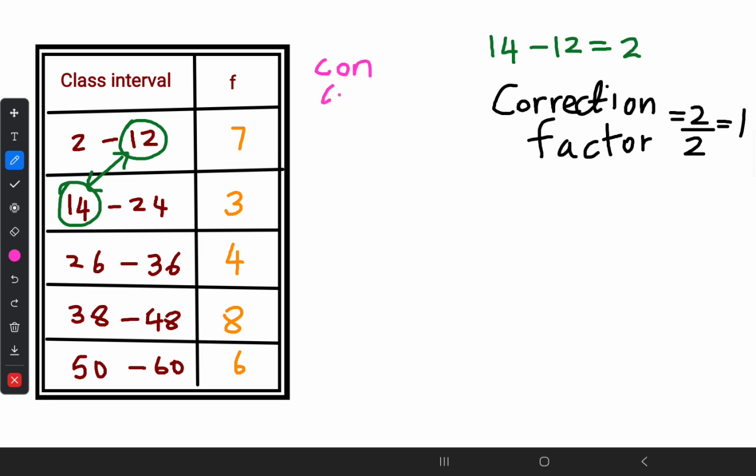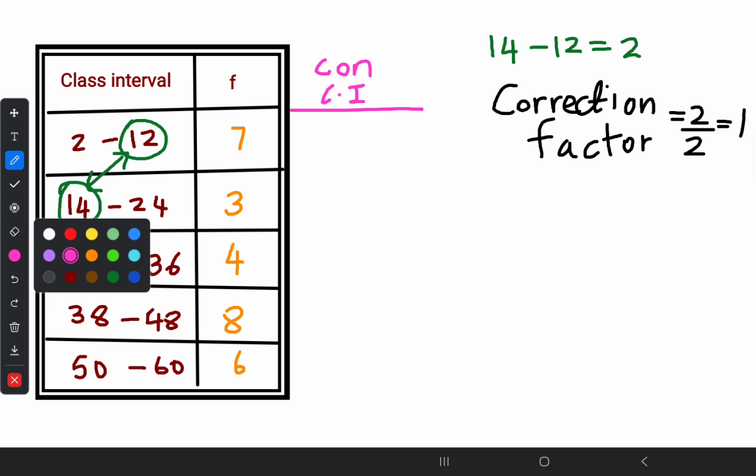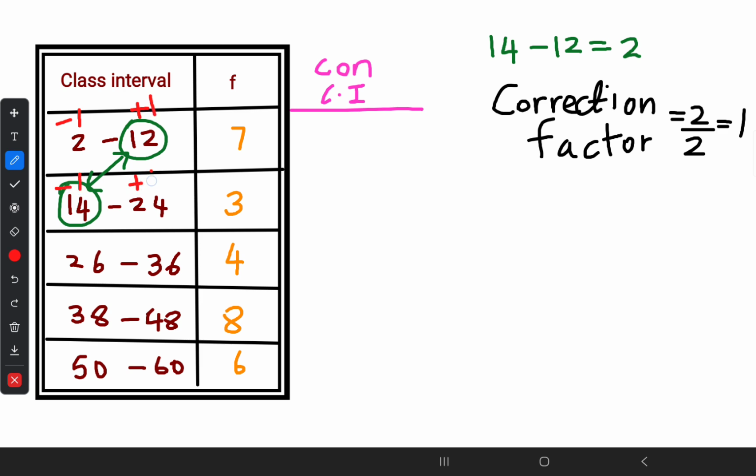To find the continuous class intervals, from the lower limit you have to subtract the correction factor. With this, you have to subtract 1. With this, you should add 1. Here, subtract 1, add 1. The same thing is applicable for all intervals. Minus 1, here plus 1.